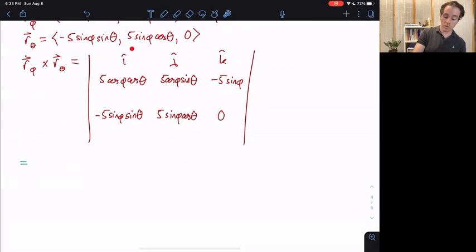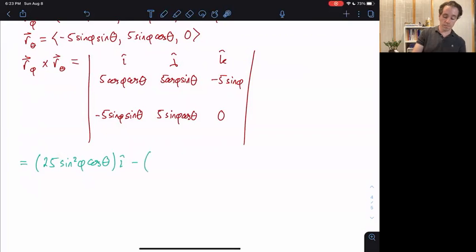For the i component of this determinant, we're going to do this times this, which zeroes out, minus this times this. Minus a minus is a plus. So this will be plus 25 sine squared phi times cosine theta. That's the i component.